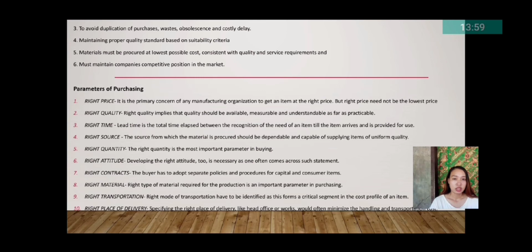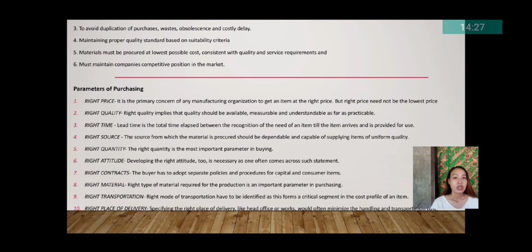Right transaction. The right mode of transportation has been identified as a critical segment in the cost profile of an item. So, the transportation should be good, and the consequences in transporting a product should be considered.